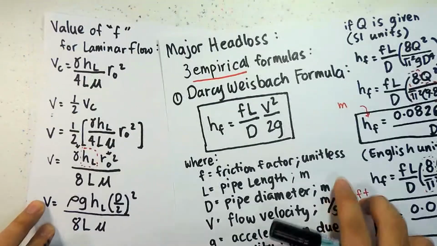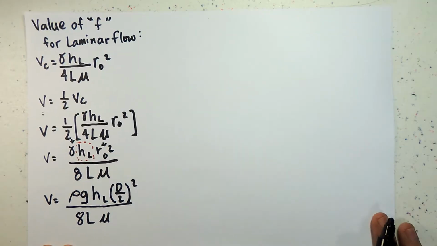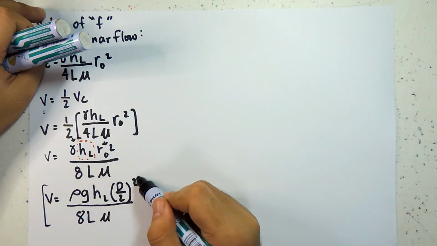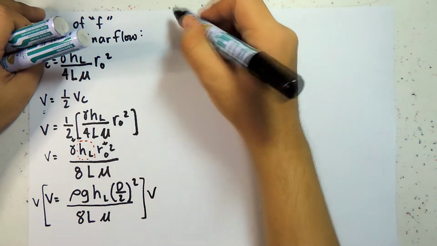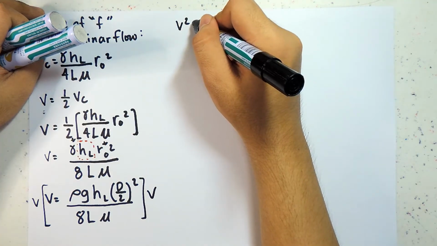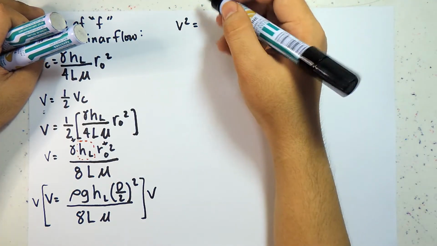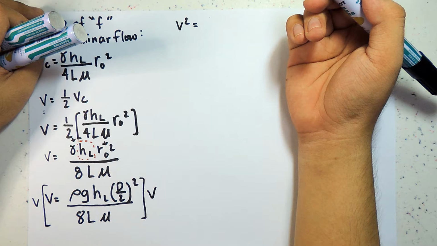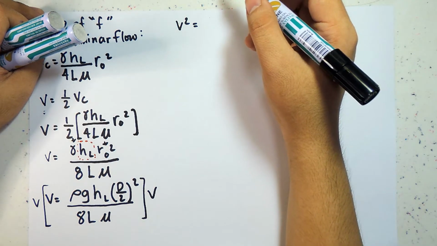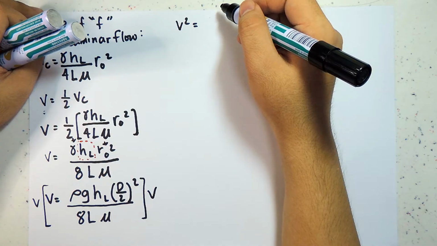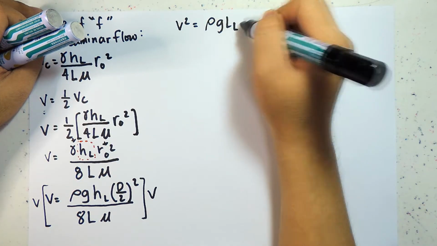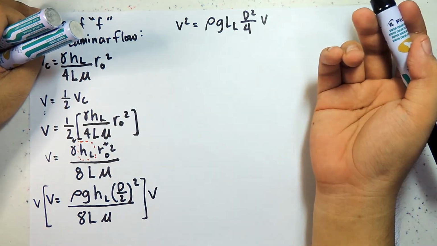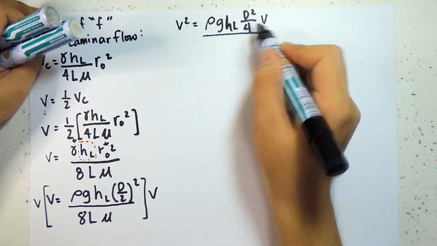At since re-replicate nga natin yung Darcy Weisbach equation ay dapat V square yun nandito sa ating working equation. So, V lang itong nasa working equation. So, gagawin natin, multiply natin both sides by V para makuha natin yung kailangan natin na V square sa equation. So, ngayon, yung magiging resulting equation na would be V square is equal to rho G H sub L D square over 4 times V all over 8L mu. So ngayon, pagsamahin na natin dito yung constant pang value, yung 1 over 4, which is nasa numerator, at saka yung nasa denominator na 8.